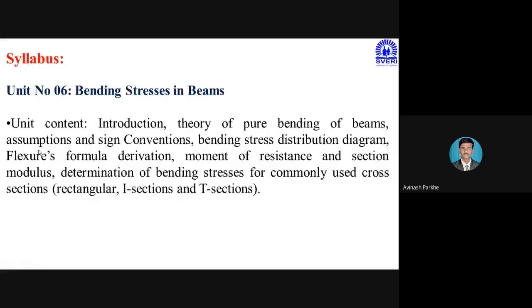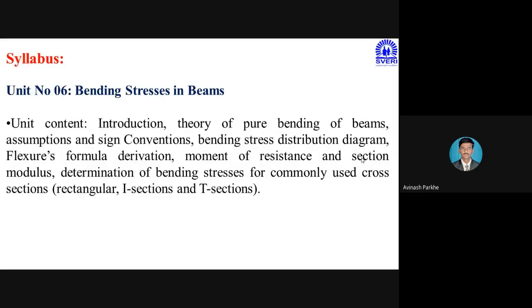Then sign conventions, again we are going to discuss here. Then the bending stress distribution diagram. This point is very important. Like SFD and BMD, what did we do? We did the SF calculation, we did the BM calculation, and then that calculation was represented in the form of diagrams, called the shear force diagram and the bending moment diagram. Similarly, in this chapter we have to calculate the bending stresses, and those bending stresses can be represented in the form of a diagram. That diagram is called the bending stress distribution diagram.